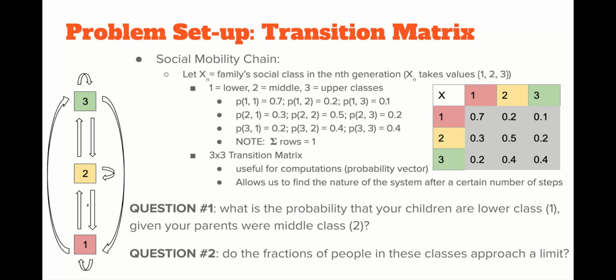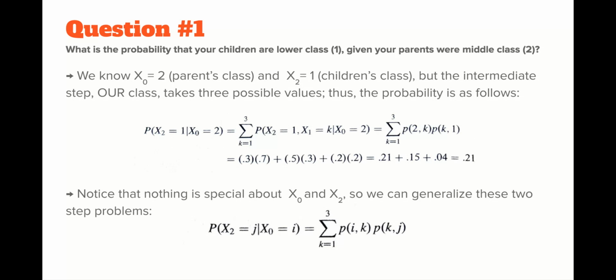So at this point, we can ask a couple of questions. One, what is the probability that your children are lower class, given that your parents were middle class? And two, do the fractions of people in each class approach a limit? Does this Markov chain converge over time? So what is the probability that your children are lower class given that your parents were middle class?